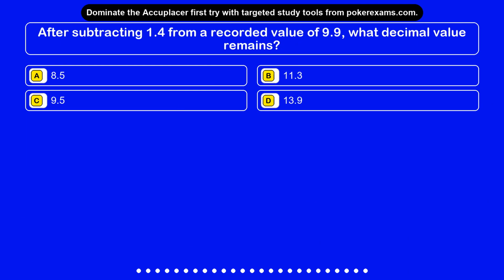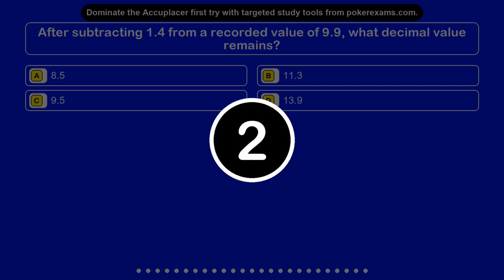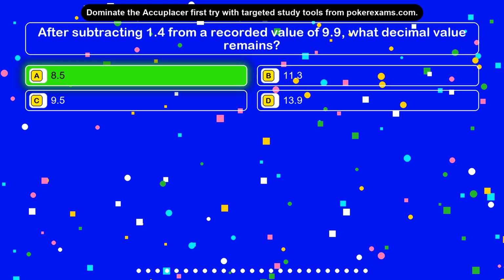Question 3. After subtracting 1.4 from a recorded value of 9.9, what decimal value remains? Option A, 8.5. Option B, 11.3. Option C, 9.5. Option D, 13.9. The correct answer is option A, 8.5.